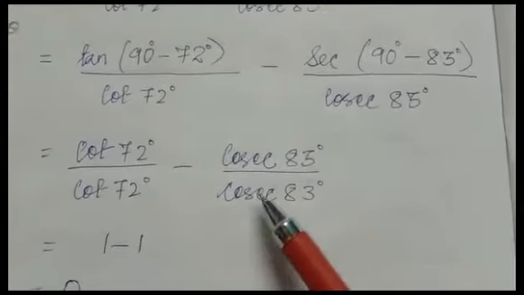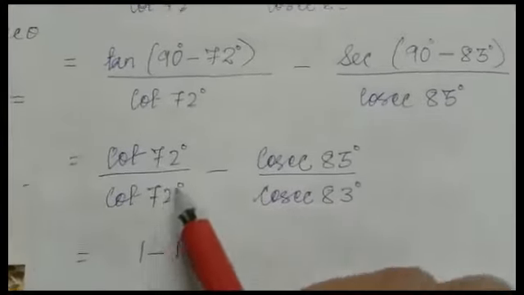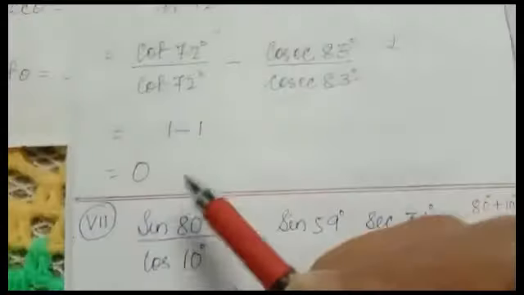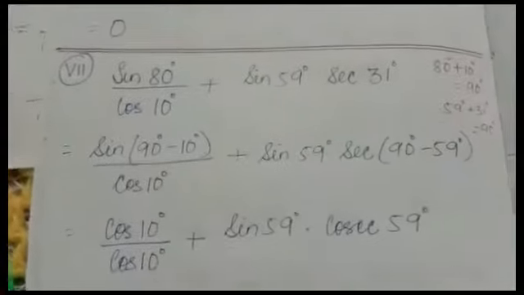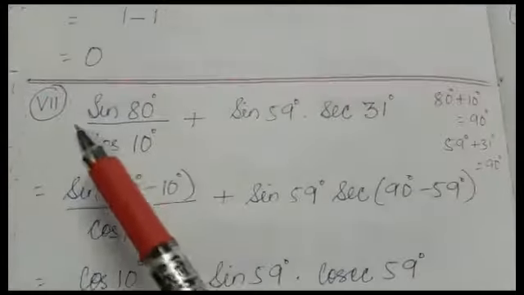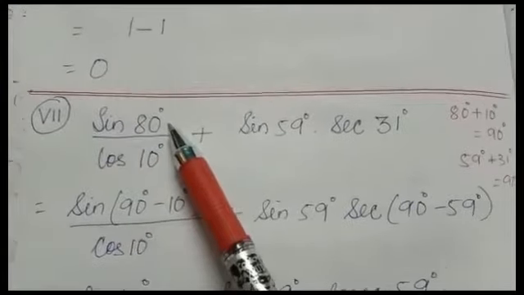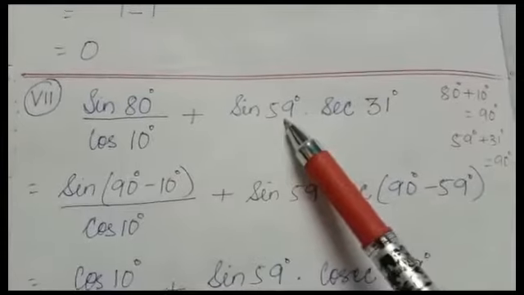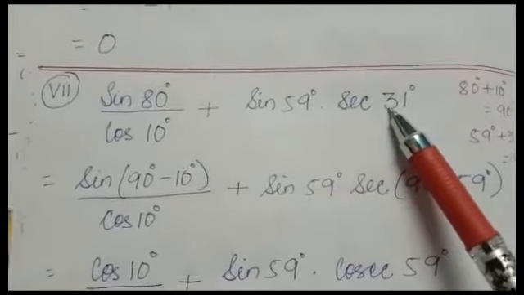Cosec 83 degree divided by cosec 83 degree. Cancel, that is 1. So 1 minus 1 is 0. So 0 is your answer. Next, question number 7.